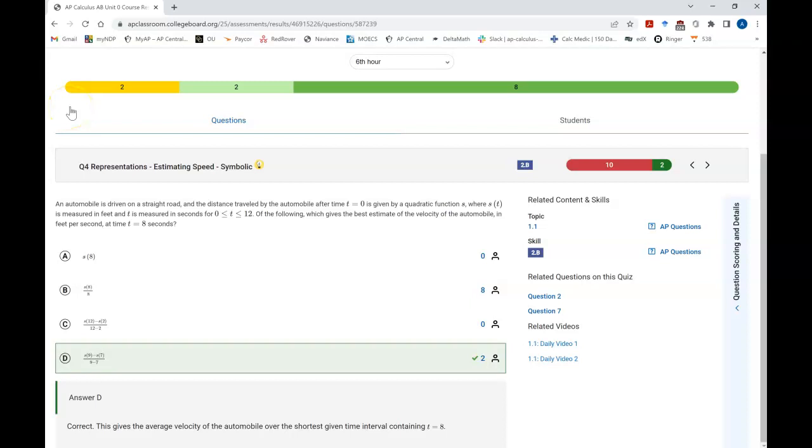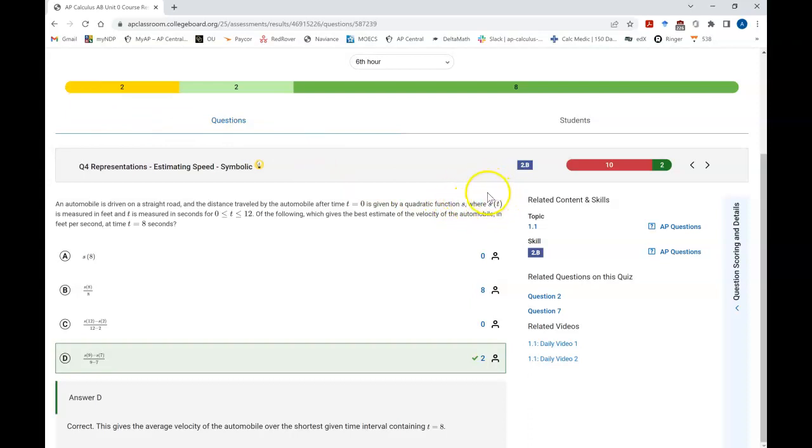It says an automobile is driven on a straight road and the distance traveled by the automobile after time t = 0 is given by the quadratic function s, where s of t is measured in feet and t is measured in seconds, for 0 ≤ t ≤ 12. Of the following, which gives the best estimate of the velocity of the automobile in feet per second at time t = 8?